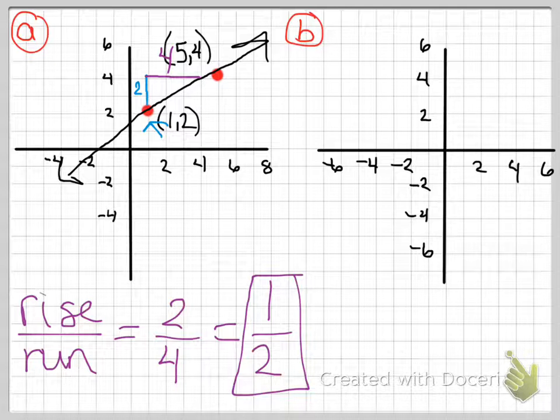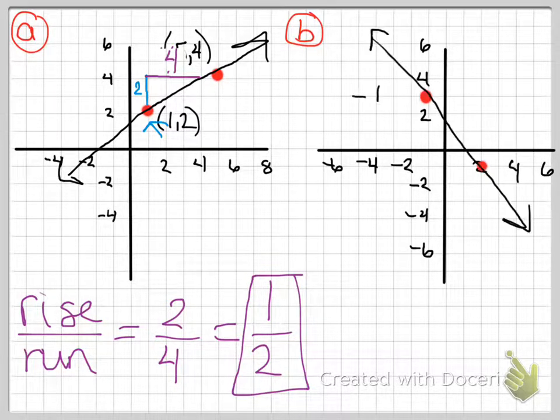Rise over run. Between the 2 points, the distance rose by 2 and went over by 4. So 2 over 4, that would be 1/2. And we know that it's slanting up and to the right, so it's positive.